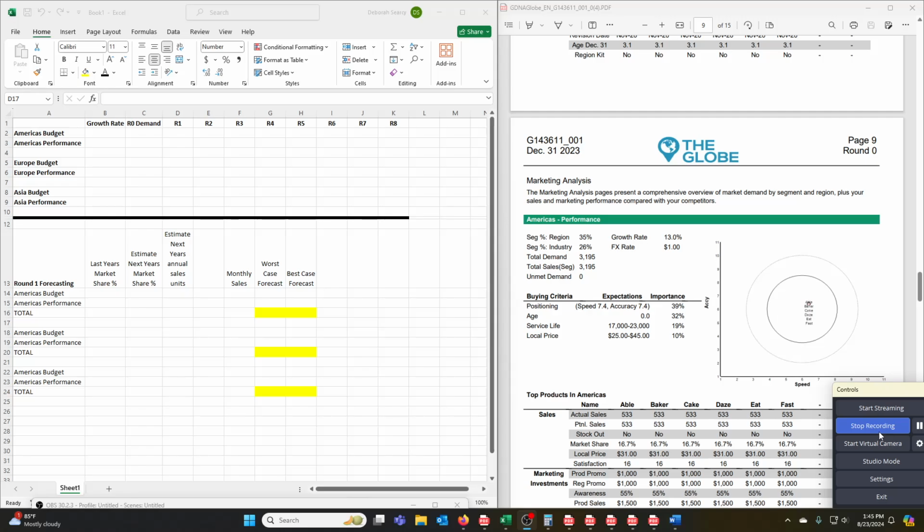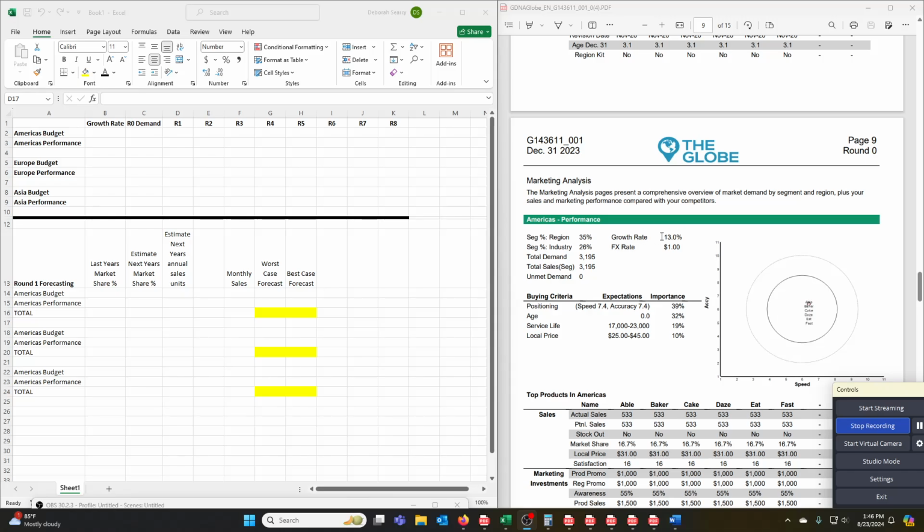Class, as promised, I'm going to go over again how to create a forecasting document in Excel. All right, so here I have my round zero Globe, and I've already laid out an Excel document that should calculate the total overall unit demand for the entire industry going forward, all 8 rounds. And then I'm also going to show you how to create what you yourself would use for your worst case and best case forecasting numbers to enter into the dashboard.